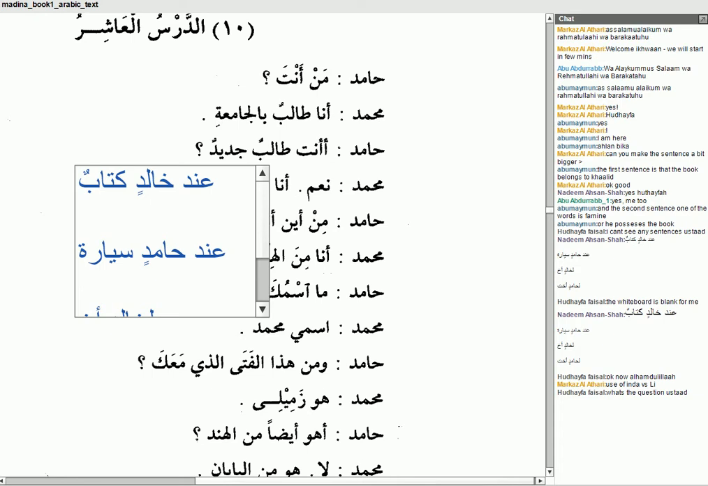Li, for me, li, lam, ya. So the letter lam, li, which we learned earlier to be possession, is also used to speak about people, as it relates to, for example, relatives. I have a brother, I have a sister, or he has a brother, he has a sister. Khalid has a brother, Khalid has a sister. So you don't say عند خالد أخ, you say لخالد أخ. Okay.